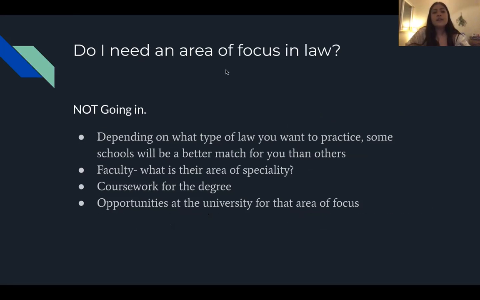So do I need an area of focus in law? Not going in. Once you start law school, you do not need to know what law you want to get into. Depending on what type of law you want to practice, some schools will be better matched for you than others. Something to consider when applying to law school is the faculty and what area they specialize in, the coursework for the degree that you want to receive, and opportunities at the university for that area of focus. Something to also think about is the area that the school is in, and whether that area is more beneficial to the type of law that you want to do.